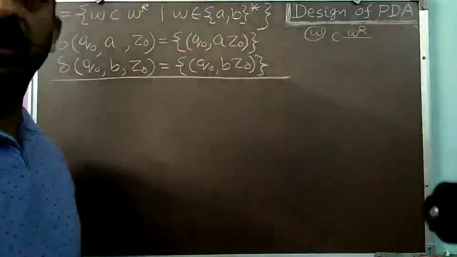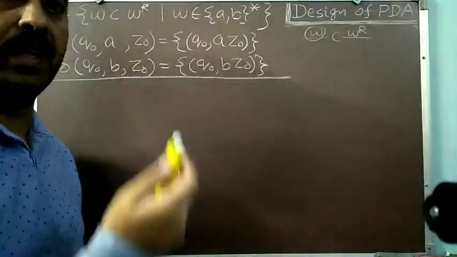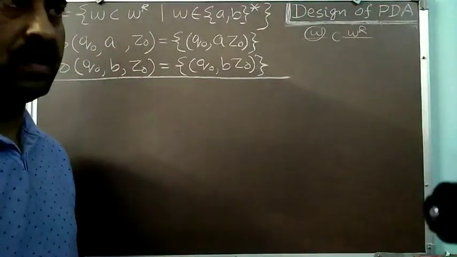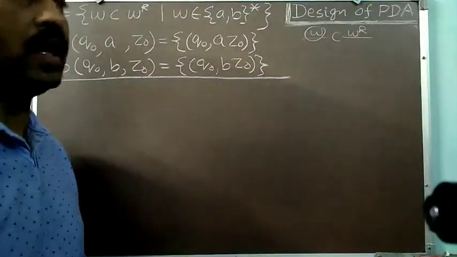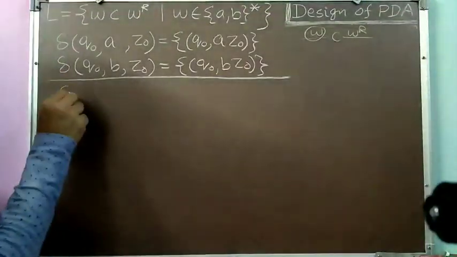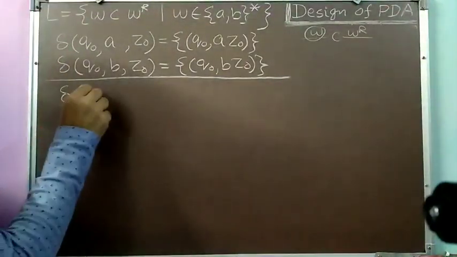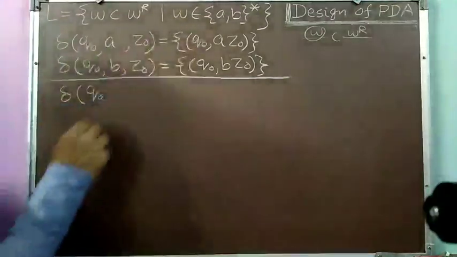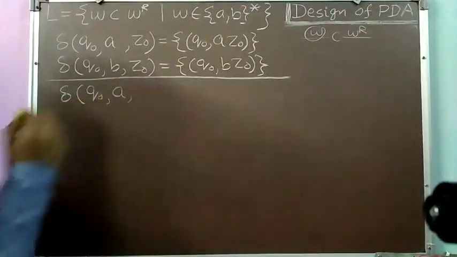Now we will read subsequent symbols in the W. Again, the second symbol in W will be what? Whether it will be an A or a B. It may be A, it may be B, so we have to write the transitions corresponding to both. So let us write delta. Now we are in the state Q0. Suppose we are receiving an A in the input.